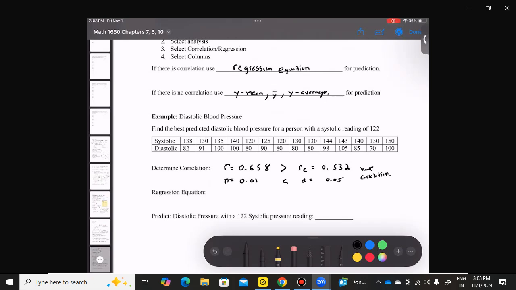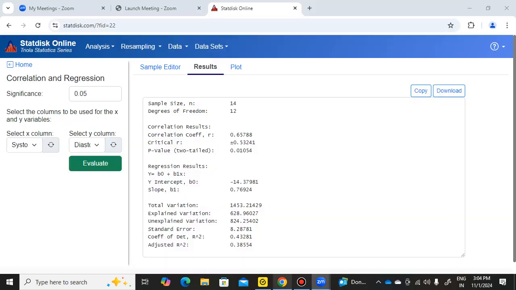Okay. Now that 0.658 may be moderate. And that could be because we only have, what was it, 14 data points. But that still means we have correlation for the data we did get. And now we want to look at the regression.